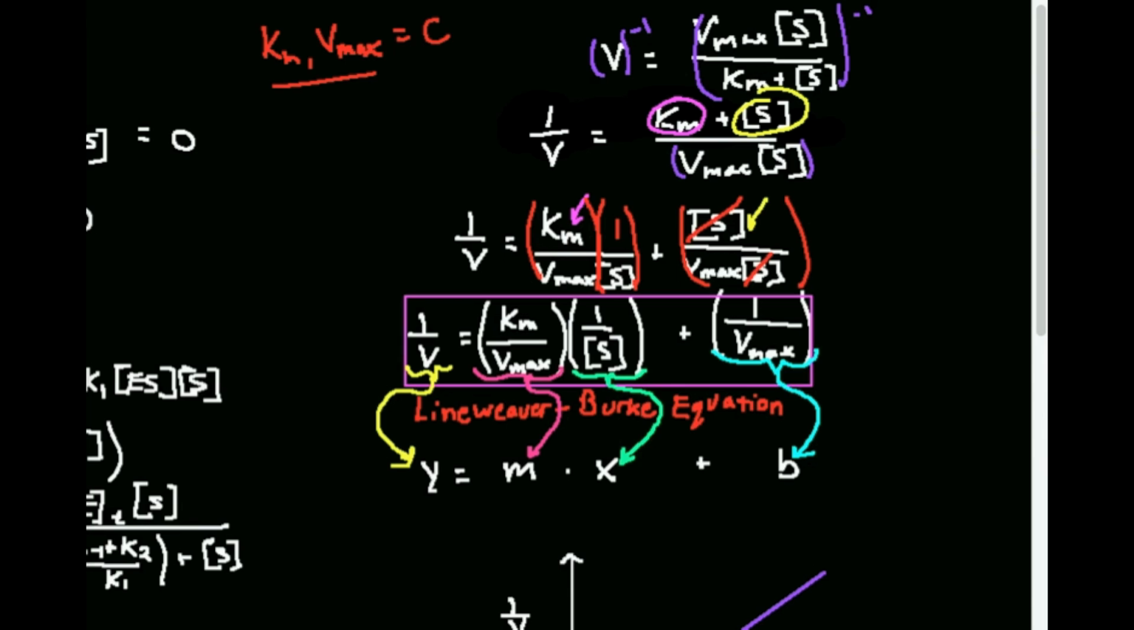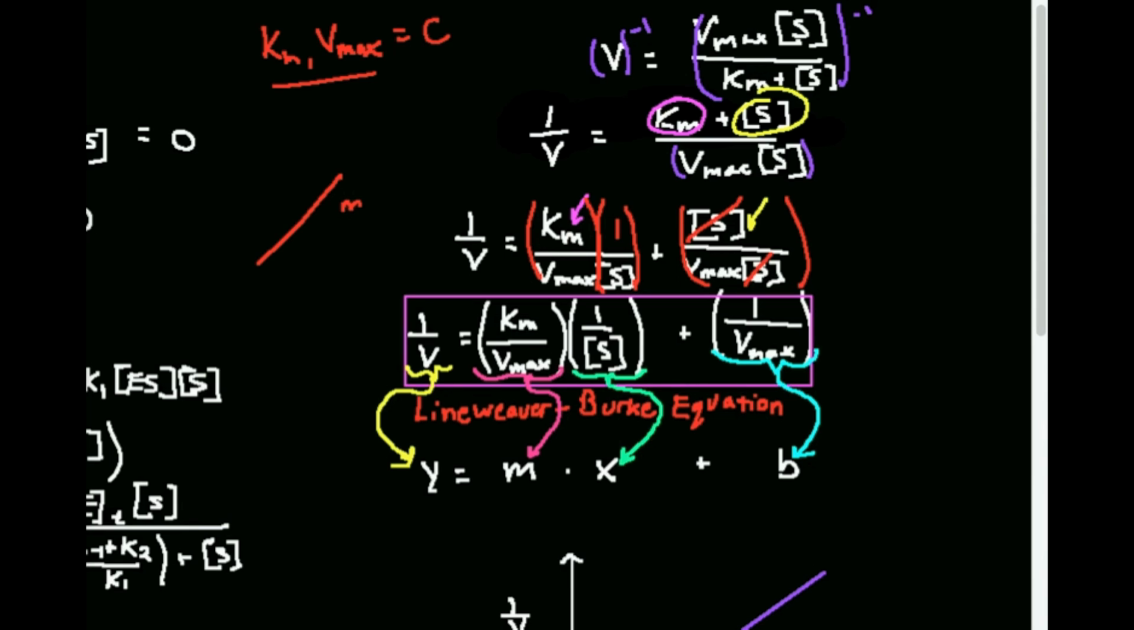So here's what we're going to do. We're going to say that 1 over V is y, okay, in the y equals mx plus b equation, all right? And you can actually do that. You can have a fraction of a function equal to the dependent variable. Now because Km is a constant and Vmax is a constant, their quotient has to be a constant. And in a straight line, right, the slope is a constant. It's just some number m. So Km over Vmax corresponds to m, the slope of the line.